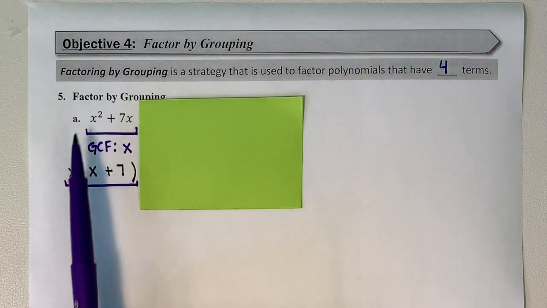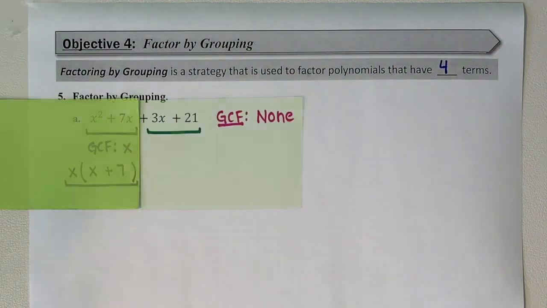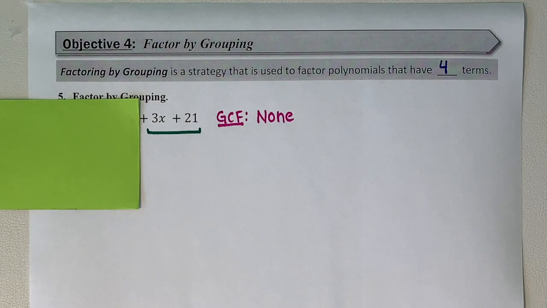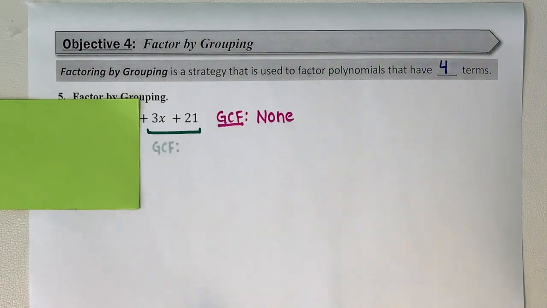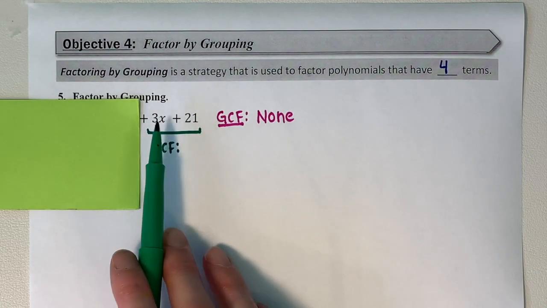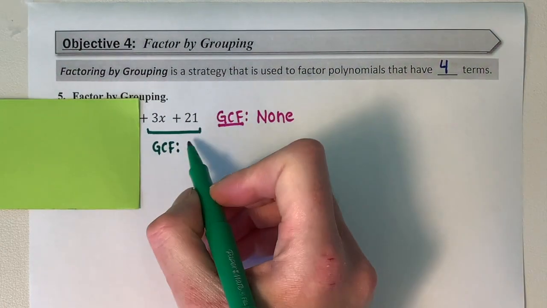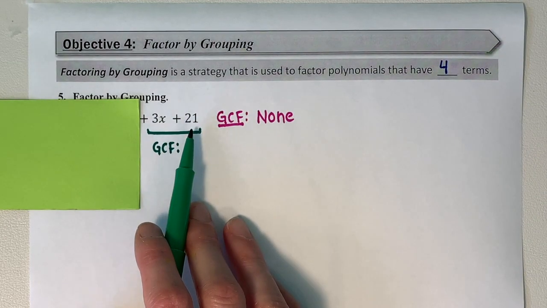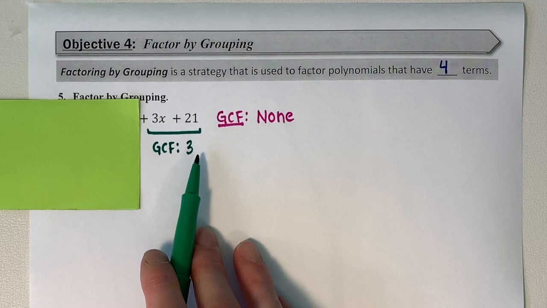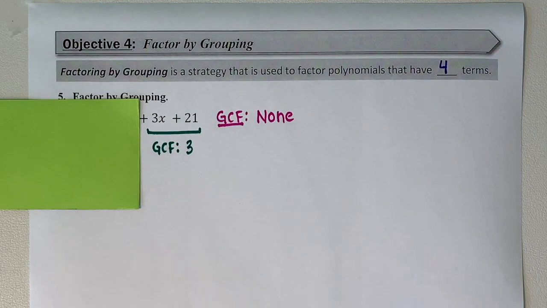Now I'm going to cover up this part of the problem so that we can focus all of our attention on the second two terms. And just like we did with the first two terms, with the second two terms, we want to factor out the greatest common factor. So to find the greatest common factor, the largest number that multiplies into both 3 and 21 would be 3. Then notice that both terms do not have an x, so we do not put an x in our GCF. Now that we've identified the GCF, we want to factor out the GCF.